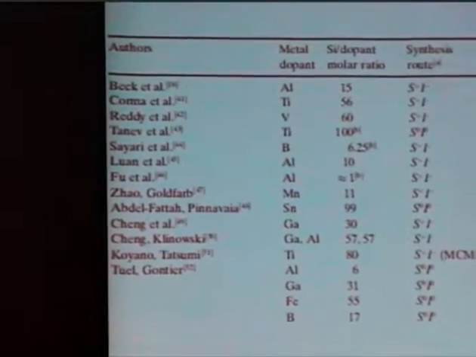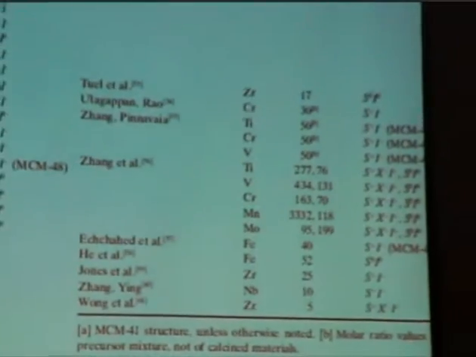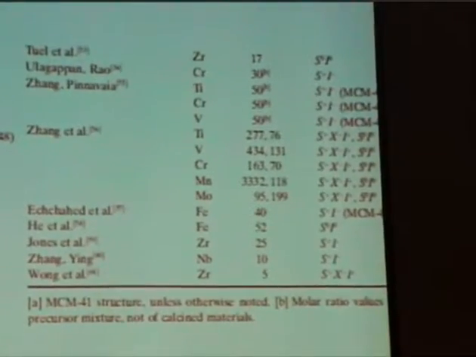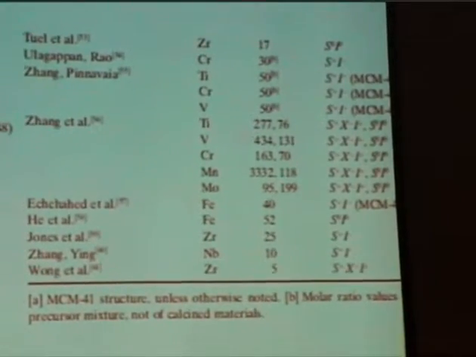But this is just a table taken from this review from Jackie Ying. All that I'm trying to emphasize here is there have been a lot of studies introducing different metals into these types of materials. So aluminum, titanium, vanadium, all sorts of transition metals have been introduced. And the ultimate aim is to use them as catalysts.